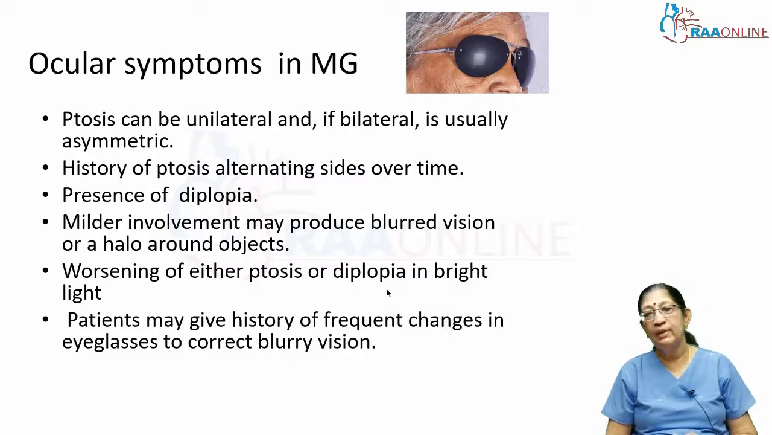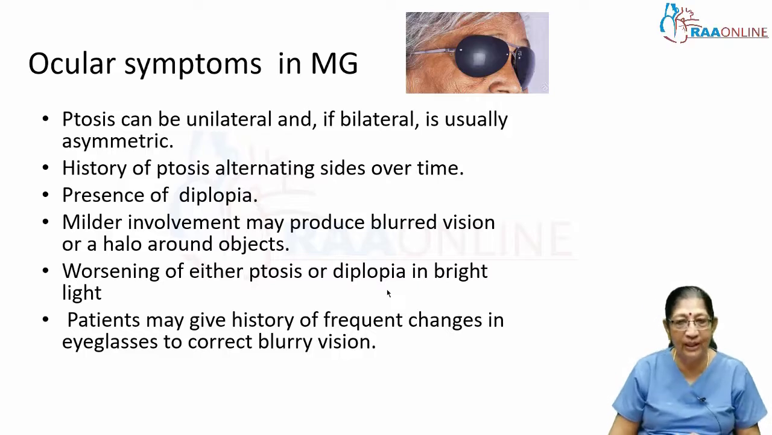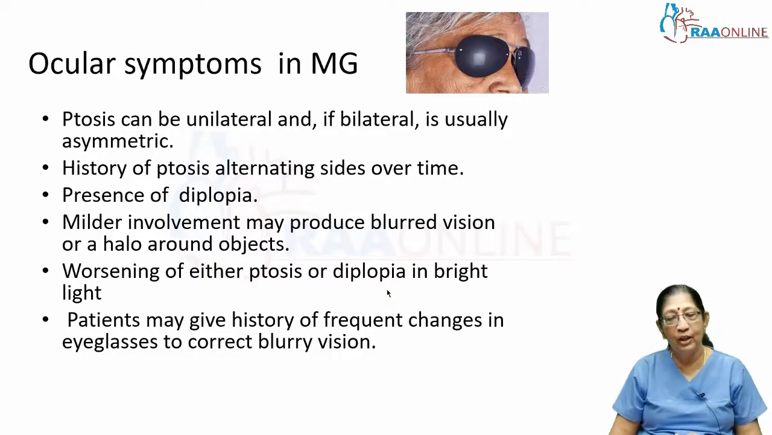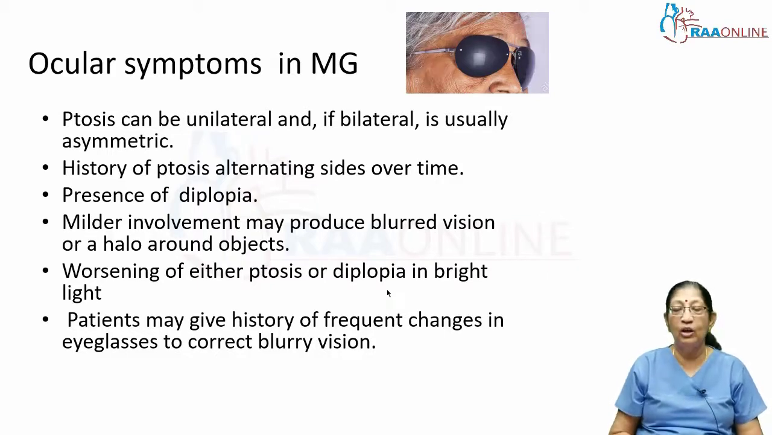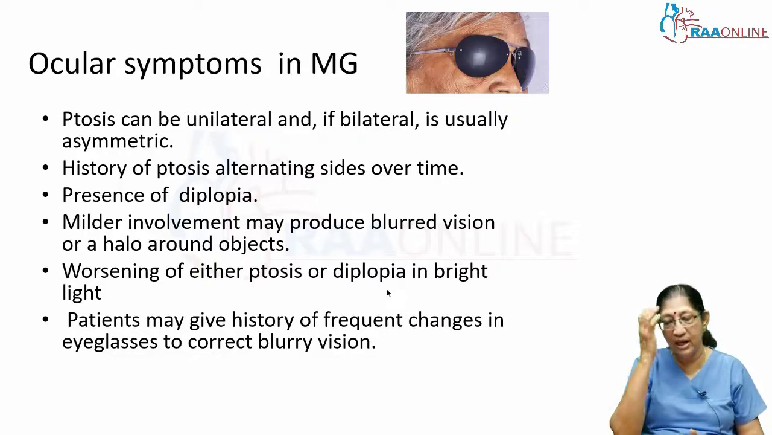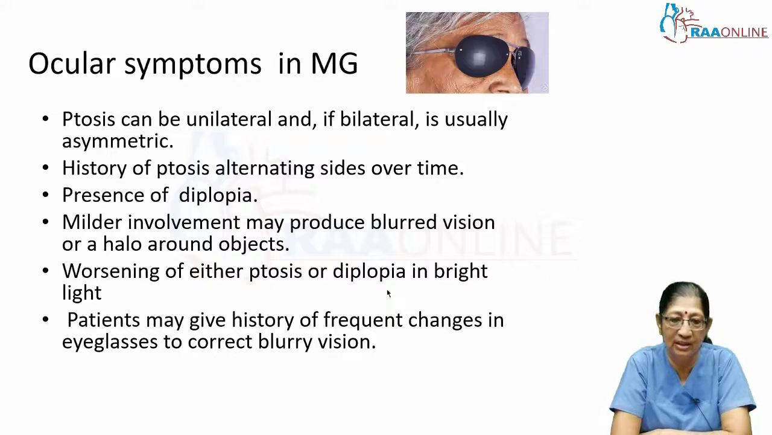Then they can complain of diplopia because the two eyes see in two different directions. With milder involvement, they are not able to identify diplopia, they find the images are blurred. So they can complain of blurring of vision or some bright halos around the objects. And because the ptosis gets worse when they go out in the sunlight, they generally prefer to wear glasses in bright lights. Even inside the house, sometimes they are more comfortable wearing dark glasses, because then there is less contraction of the frontalis as well as the levator palpebrae, so the ptosis is less.